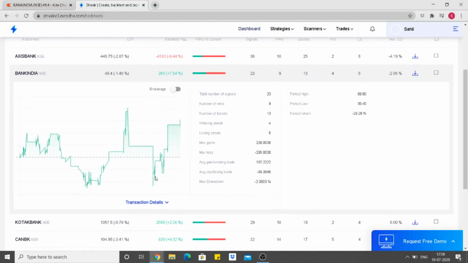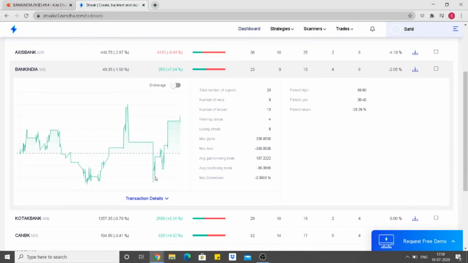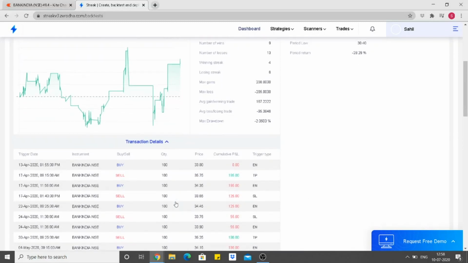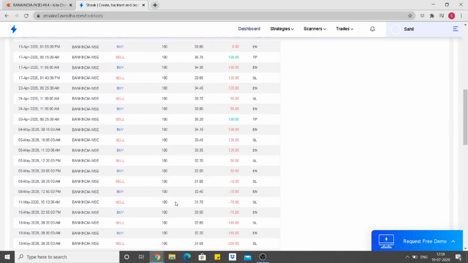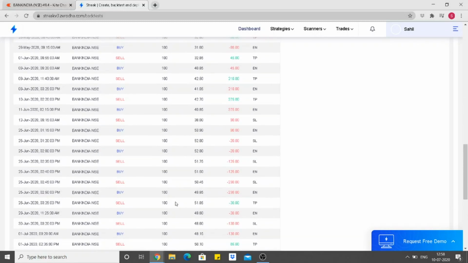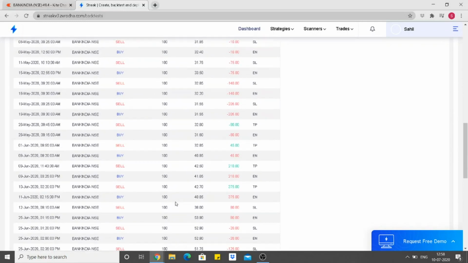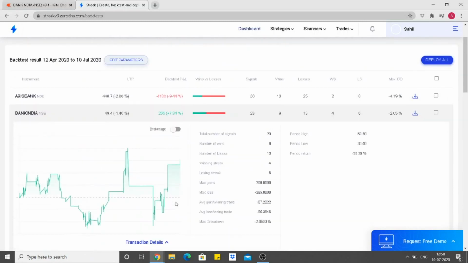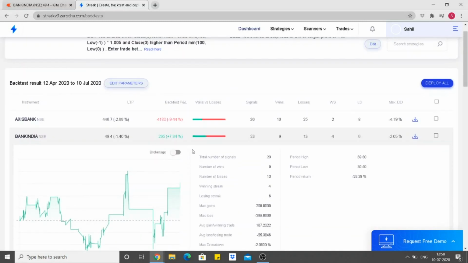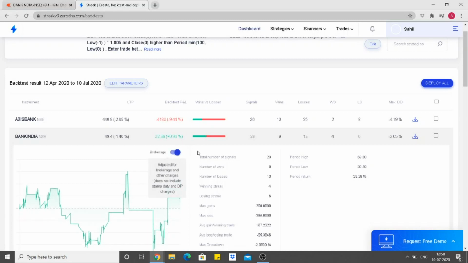You can check individual P&L charts of each stock. You can see all their transaction details. These are all the trades that were taken by the algo or the strategy when deployed in the backtest period. You can verify all the trades from here itself. You can adjust the profit and loss for brokerage to get an even more accurate idea of the profitability of the strategy, right?